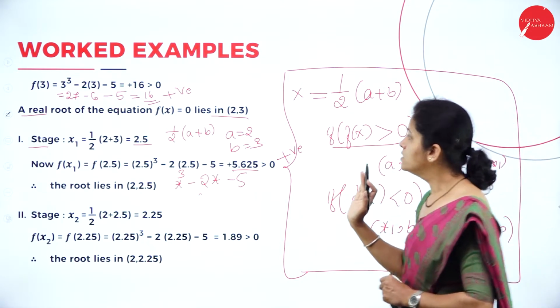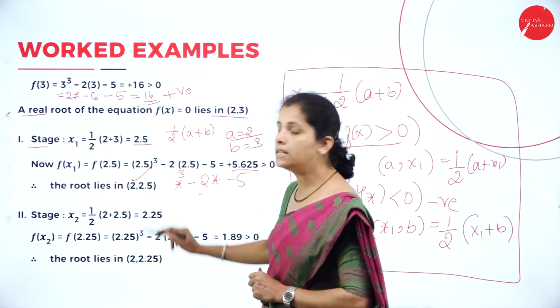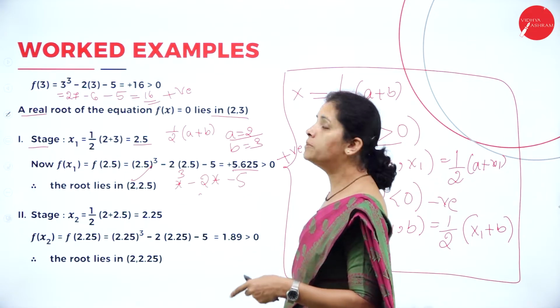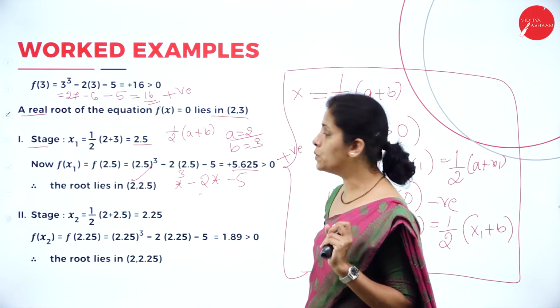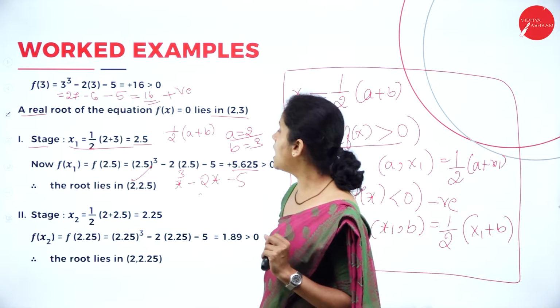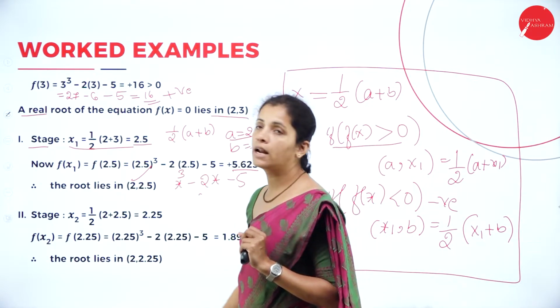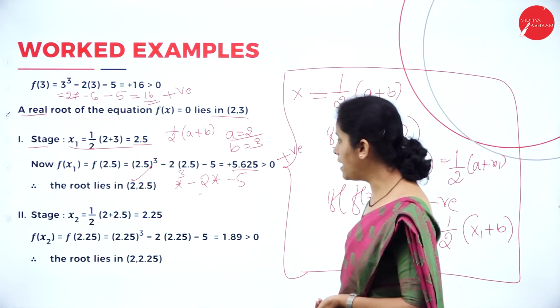change B. So, my A is how much? 2. So, 2 remains as it is. Then what about B? B is nothing but my X value. So here what is X? That is X1. So X1 is how much? 2.5. So now I'm going to write the root lies between 2, 2.5.